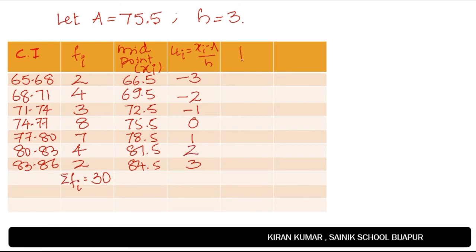Now I'll find out fi ui: minus 6, minus 8, minus 3, 0, 7, 8 and 6. Sigma fi ui, we get it as 4.